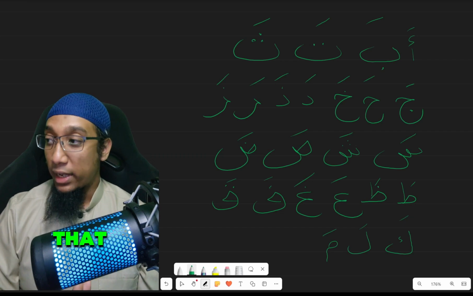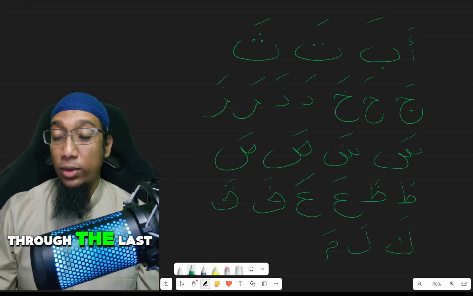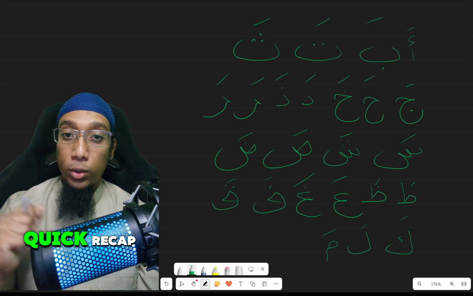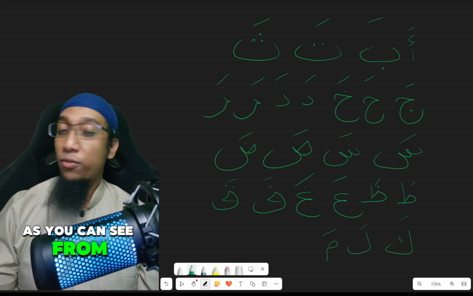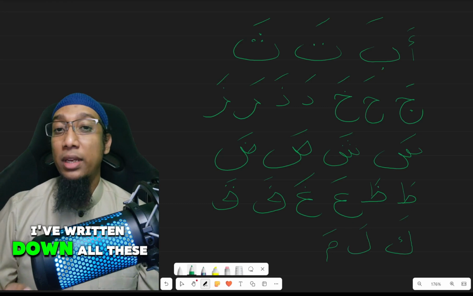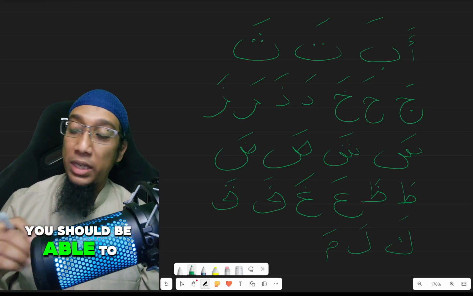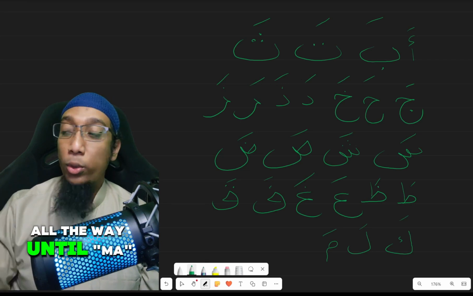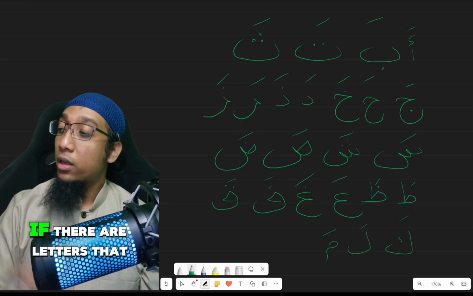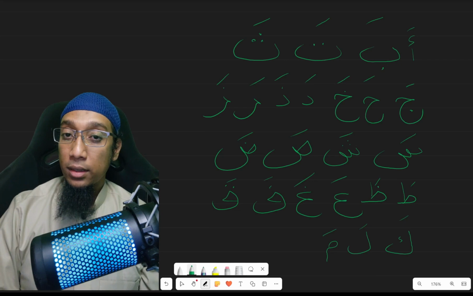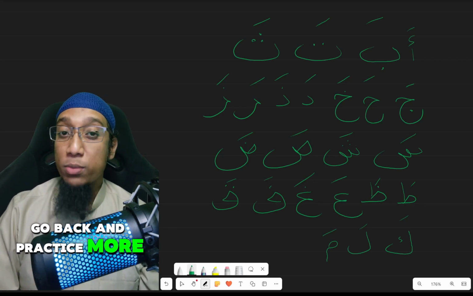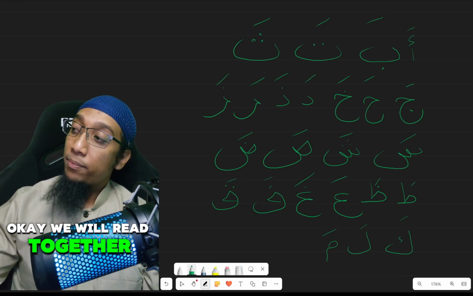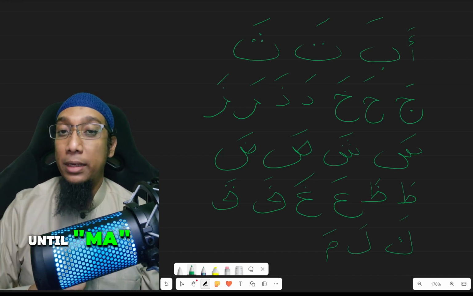But before we go into that, and before we actually go through the last few letters of the Arabic language, as usual, we'll do a quick recap. As you can see from the screen here, I've written down all these letters, and by now you should be able to recognize everything from A all the way until Ma. Same thing, if there are letters that you can't recognize, go back and practice more, inshallah. Okay, we will read together from A all the way until Ma.